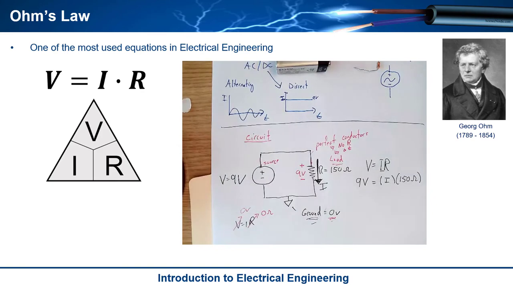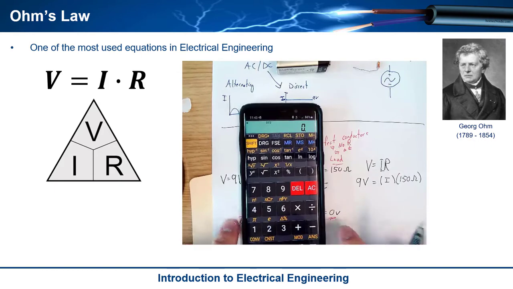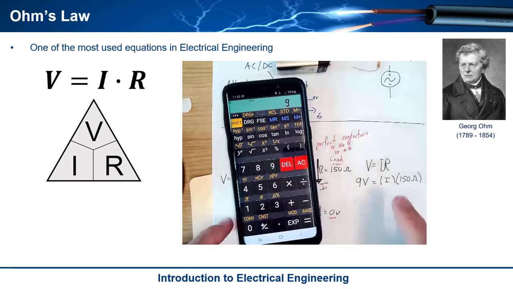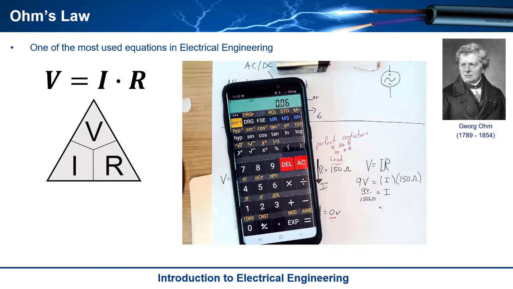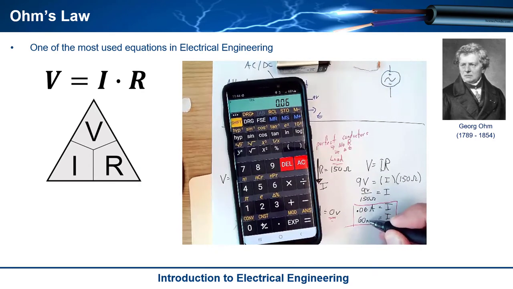Now all I've got to do is get the old calculator out and fire it up. I should write this out: 9 volts divided by 150 ohms. So I get 9 divided by 150, and it comes out to be 0.06 amps. So I is equal to 0.06 amps, or said another way, I is equal to 60 milliamps.